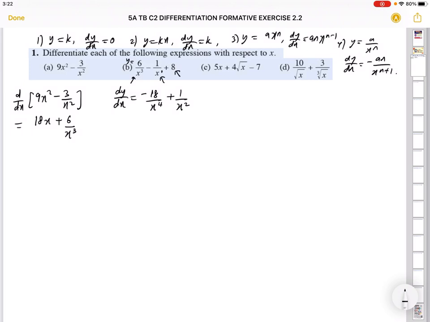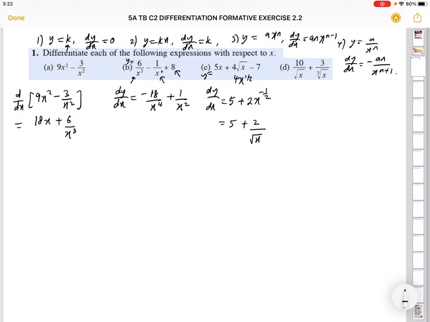Okay, next one, again I'm going to let y be this, but see, dy/dx will be: differentiate 5x, you get 5. Now for 4x, square root x, we write x power half, so we take 4 times half, which is just 2, copy x, reduce the power by 1, half minus 1 is negative half. When you differentiate negative 7, you're differentiating a constant, so it's actually 0. So your final answer is 5 plus 2 over square root x.